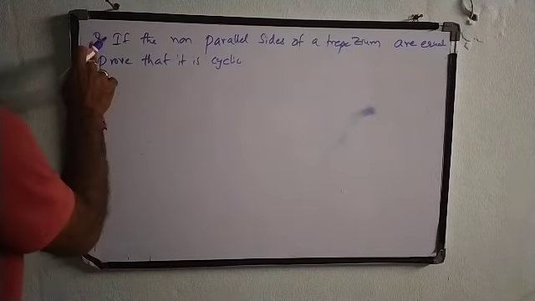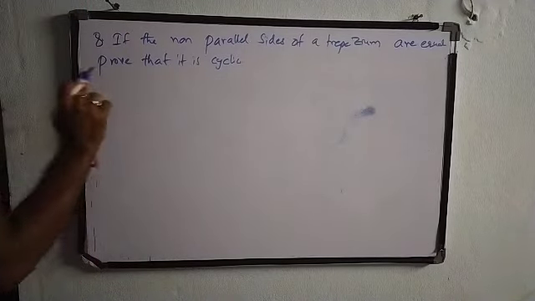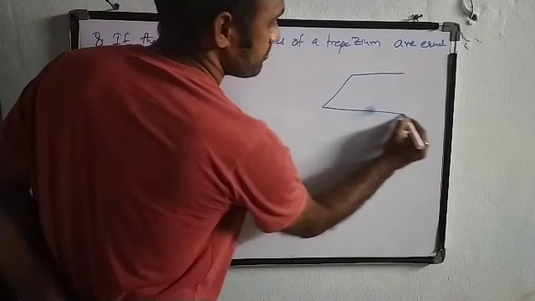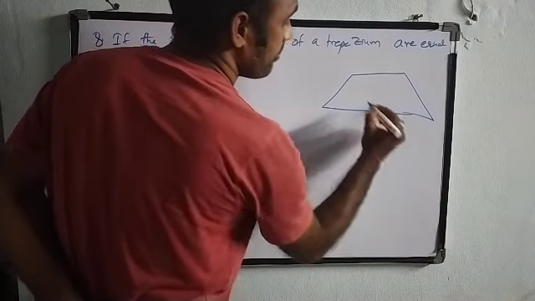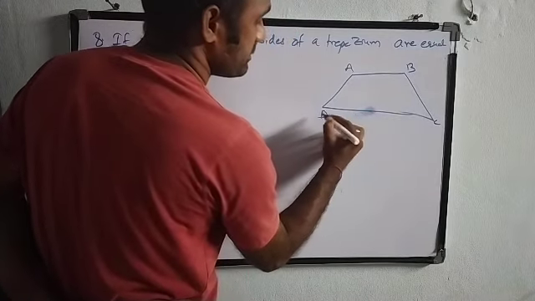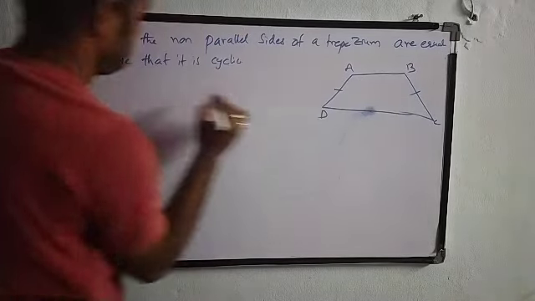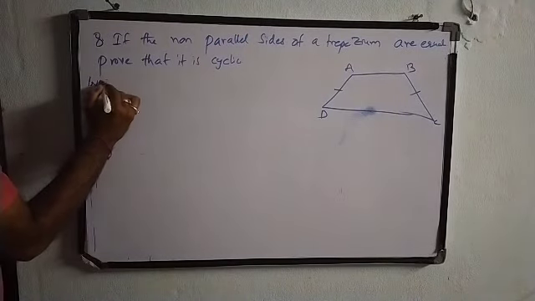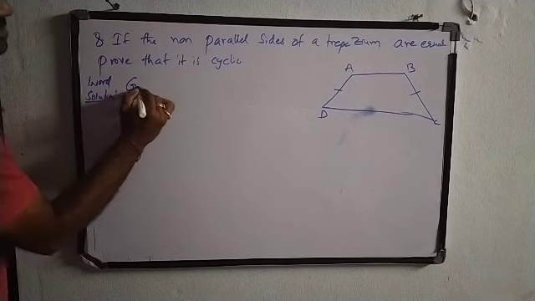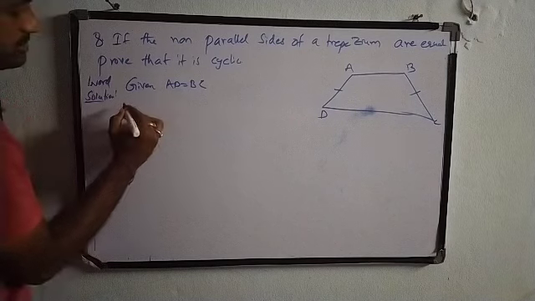So the next question is the 8th question. If the non-parallel sides of a trapezium are equal, prove that it is cyclic. So let us take a trapezium ABCD. AD is equal to BC, given. So let us start doing the word solution. Given AD is equal to BC.